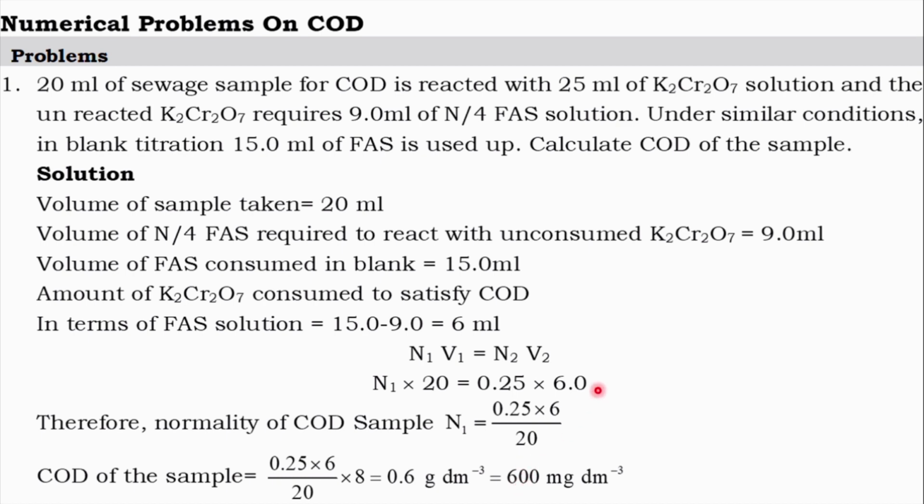By doing so, we can supply additional oxygen to bring about the oxidation of the oxidizable impurities, and we can avoid the problems which might occur in the later stages. So this is the first numerical, taken from the previous question paper, and in the notes we have given a few more that you can also solve.